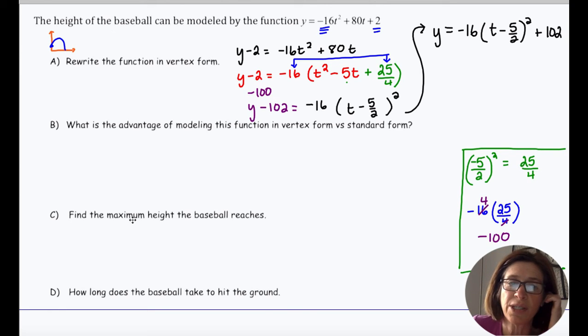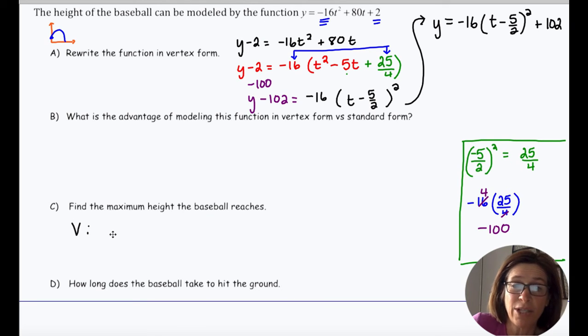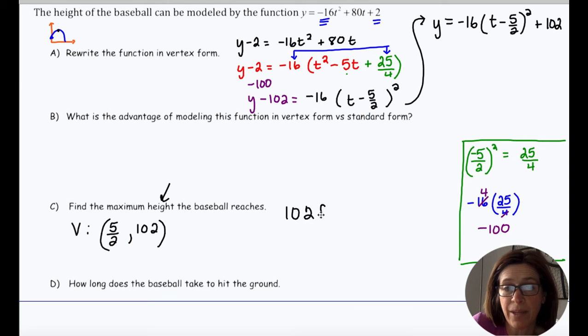Okay, so I'm going to go to question C, and it says find the maximum height the baseball reaches. So to find the maximum height, we need the vertex, and now that we have it in vertex form, we know that our vertex is 5 over 2, or 2.5, comma 102. It actually asks for the maximum height, which is the y-coordinate, so 102 feet.